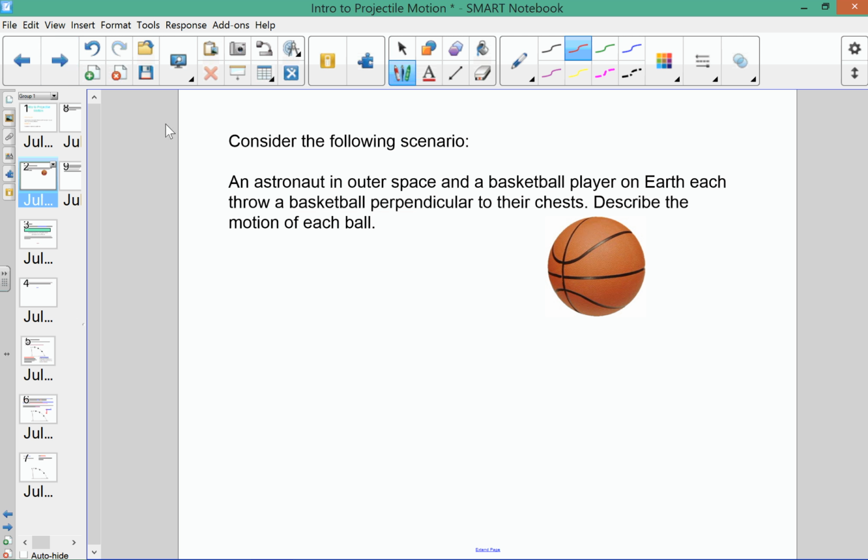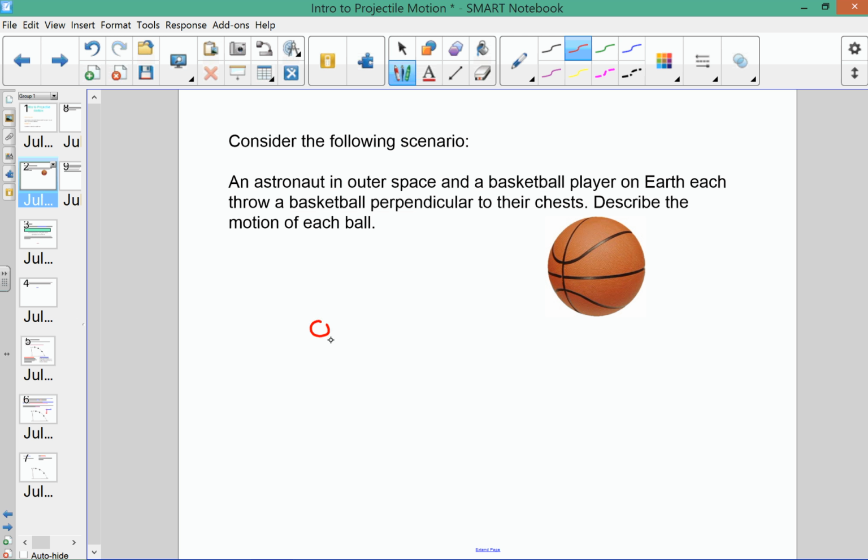So here's a thought experiment. Let's say you've got two people. One's an astronaut in outer space, not affected by gravity, and one's a basketball player standing on Earth. And they each throw a basketball perpendicular to their chests. What do you think might happen to each of those things?